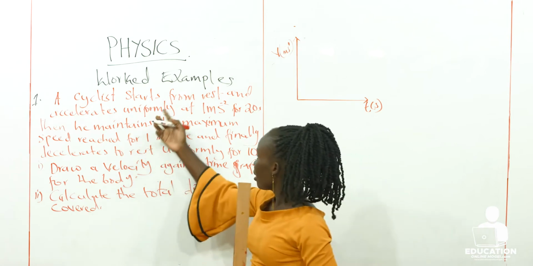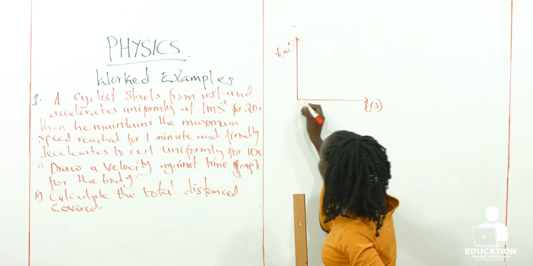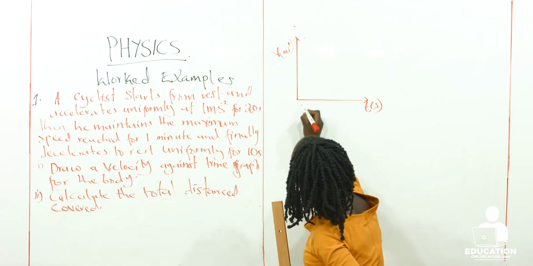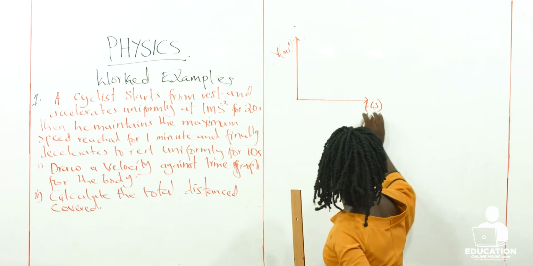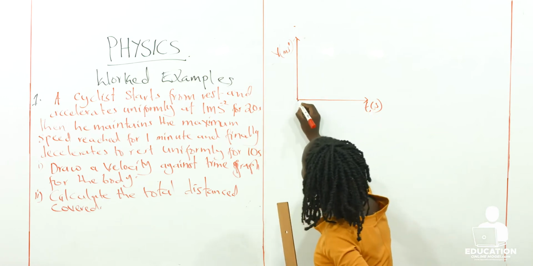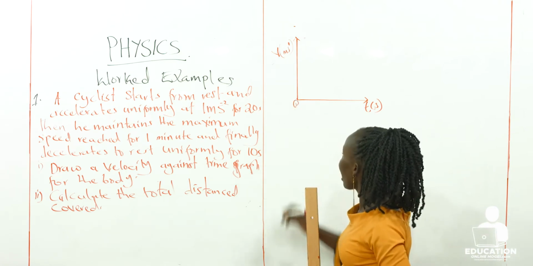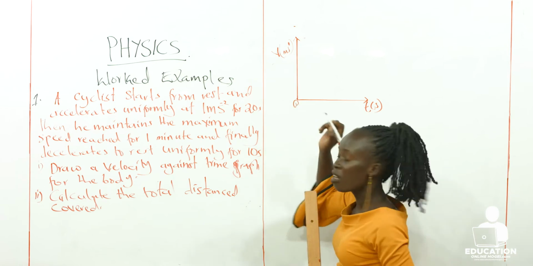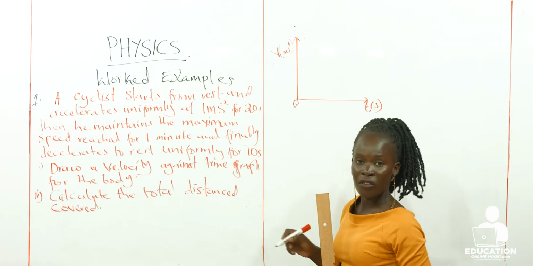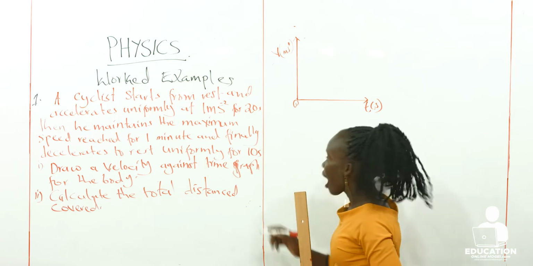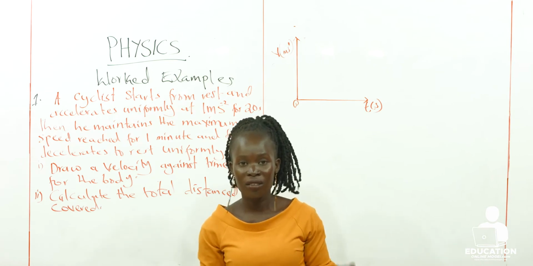They're saying that the body starts from rest. So this is the 0 point here, where the y-axis, the velocity line, meets the time axis. It is the 0 mark of the graph. That means that at this point, velocity is 0, and also the time taken is 0 for the body. So at this point, the body has not even moved. It is just at its same point.